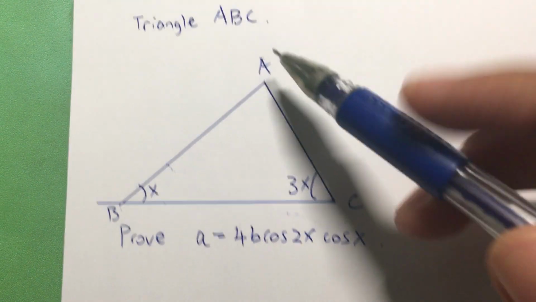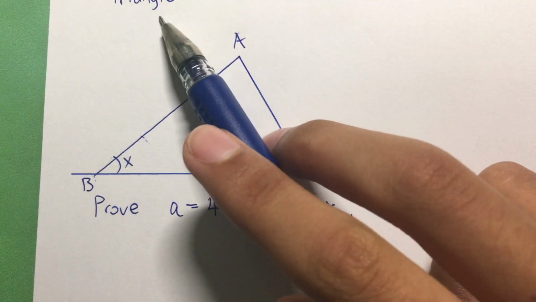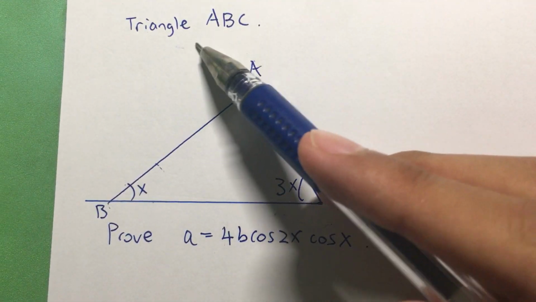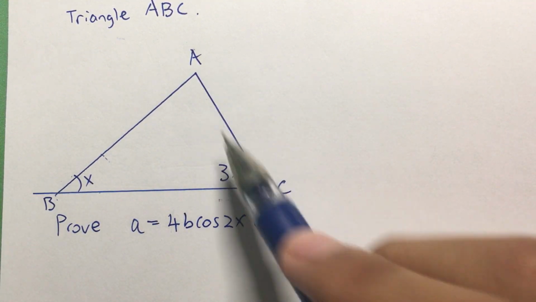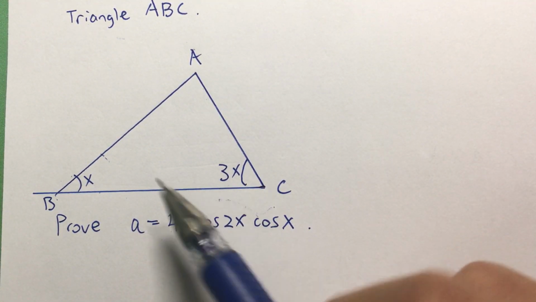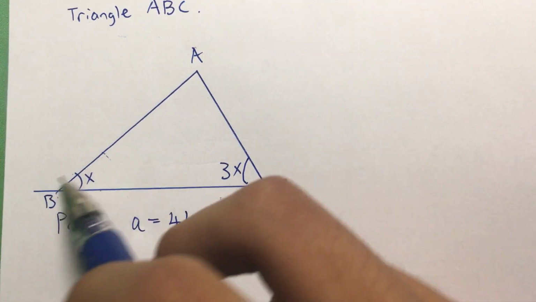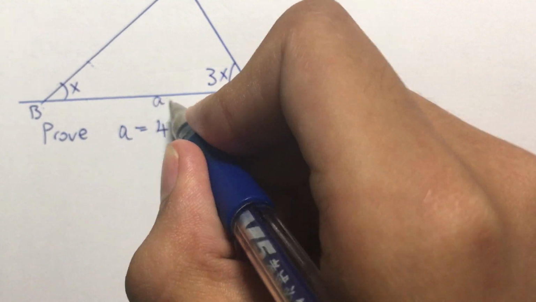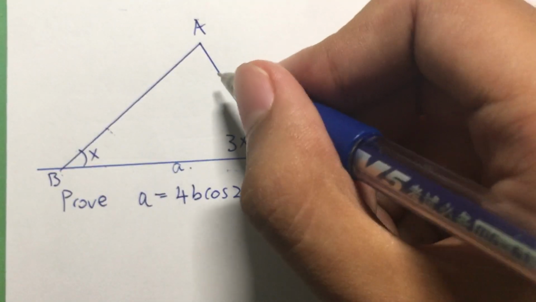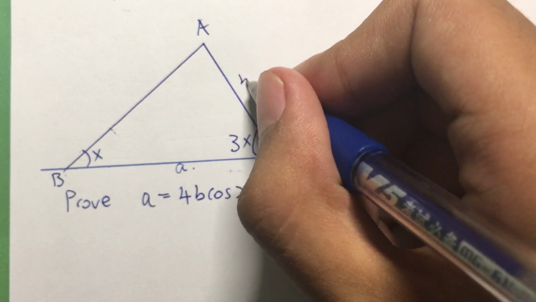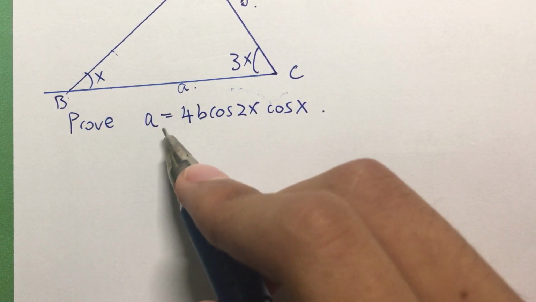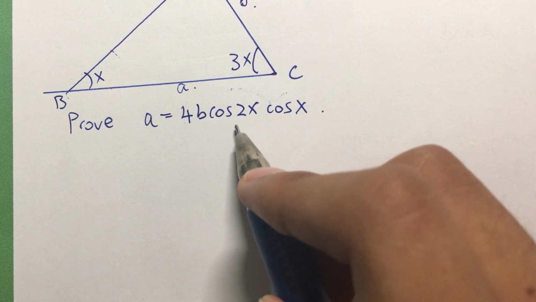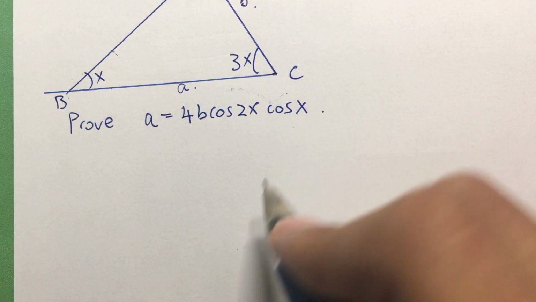What is this question? There is a triangle ABC, like that. The angle ACB is equal to 3x and angle ABC is equal to x. Also, let's assume BC this side is a, and AC this side is b. The question is to prove that a is equal to 4b cosine 2x times cosine x.